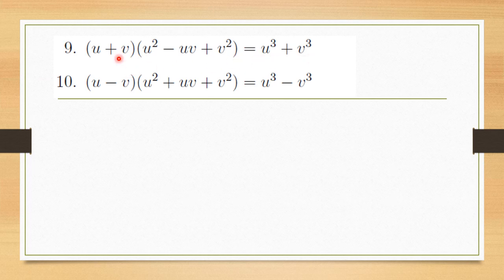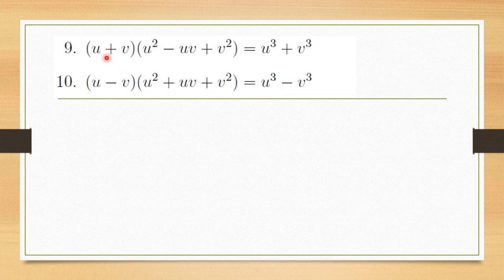So if you multiply u plus v and this, then you get u cubed plus v cubed. Now, number 9 and number 10 have similarities and differences with each other. Of course, the letters look the same, but the signs are different. So let us see the patterns here. First, your answer will have the same sign as your binomial. So if you have a plus here, you also have a plus in your answer, a sum of 2 cubes. If your binomial is minus, then your answer is a difference of cubes.